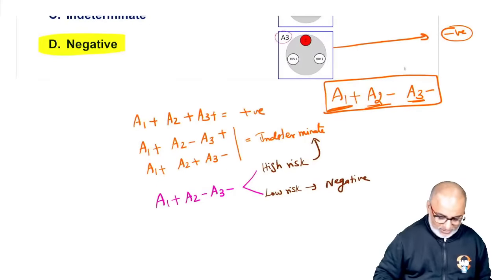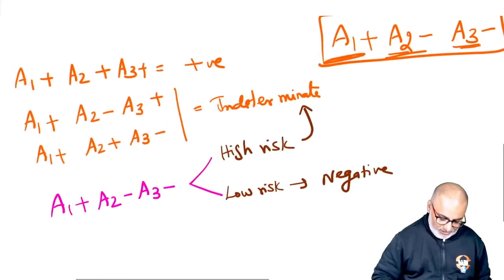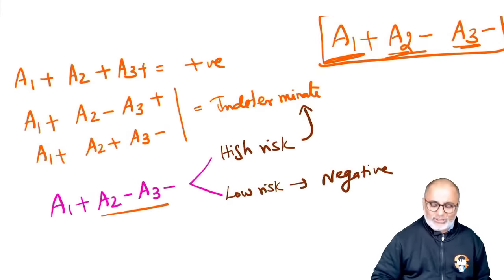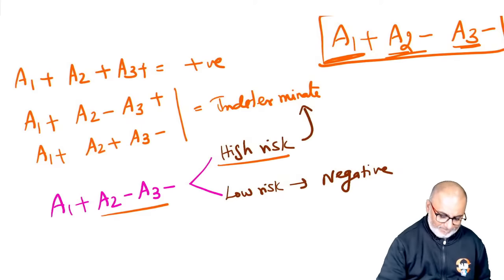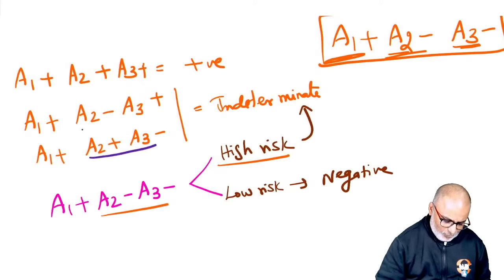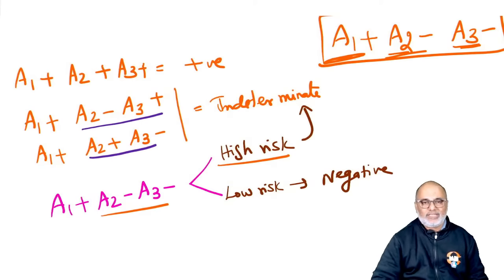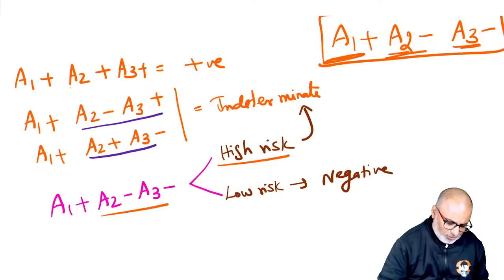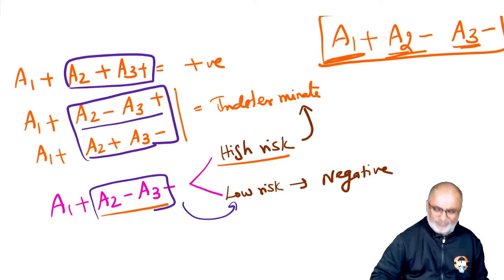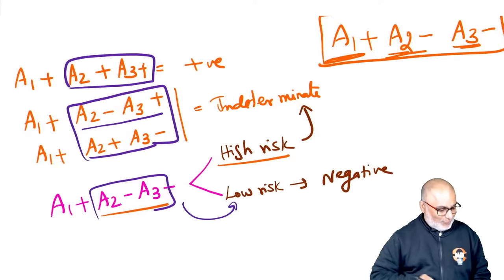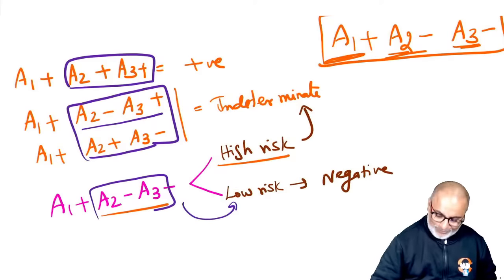If the first is positive and both the second and third tests are negative, in high risk behavior it is indeterminate. Otherwise, if in the second and third any one test is positive, indeterminate. Second and third both positive, positive. 50% positive is indeterminate. Both negative, actually negative. Cool. You people understand that. Thank you.